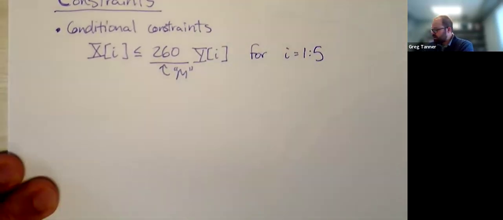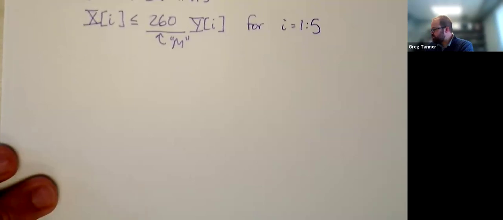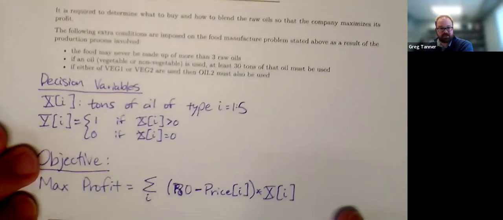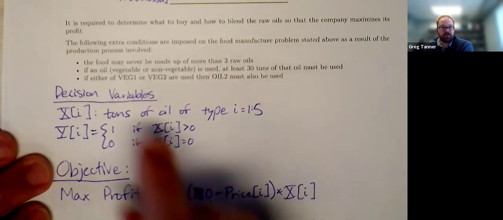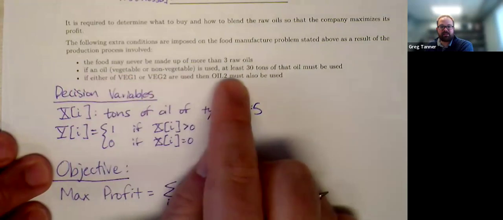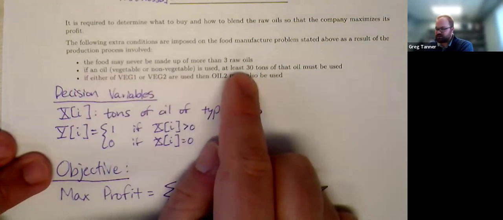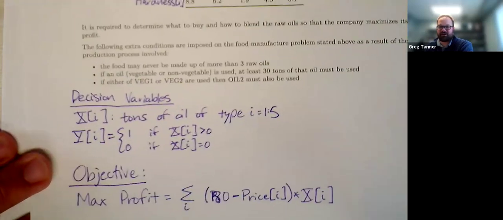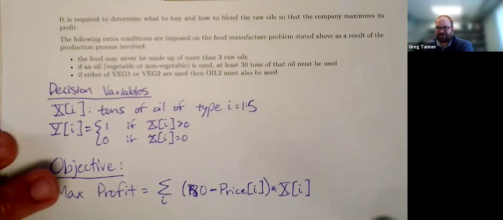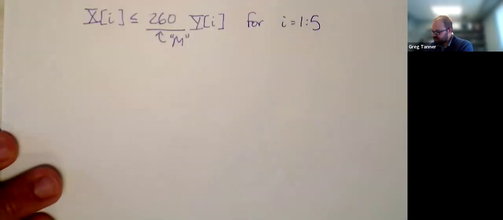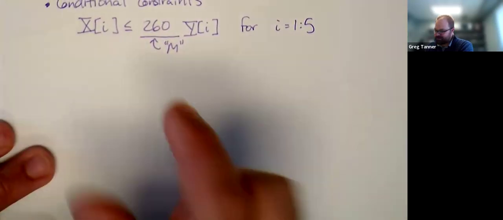Okay. There's another constraint that gives us a lower bound. Reading the bullet points at the bottom, the second bullet point says that if an oil is used, at least 30 tons of that oil must be used. So they don't want us just dripping in a little bit of oil of one type. If we're going to use it, we have to use a significant amount of it. And so we need to use at least 30 tons. That's actually going to look a lot like this.